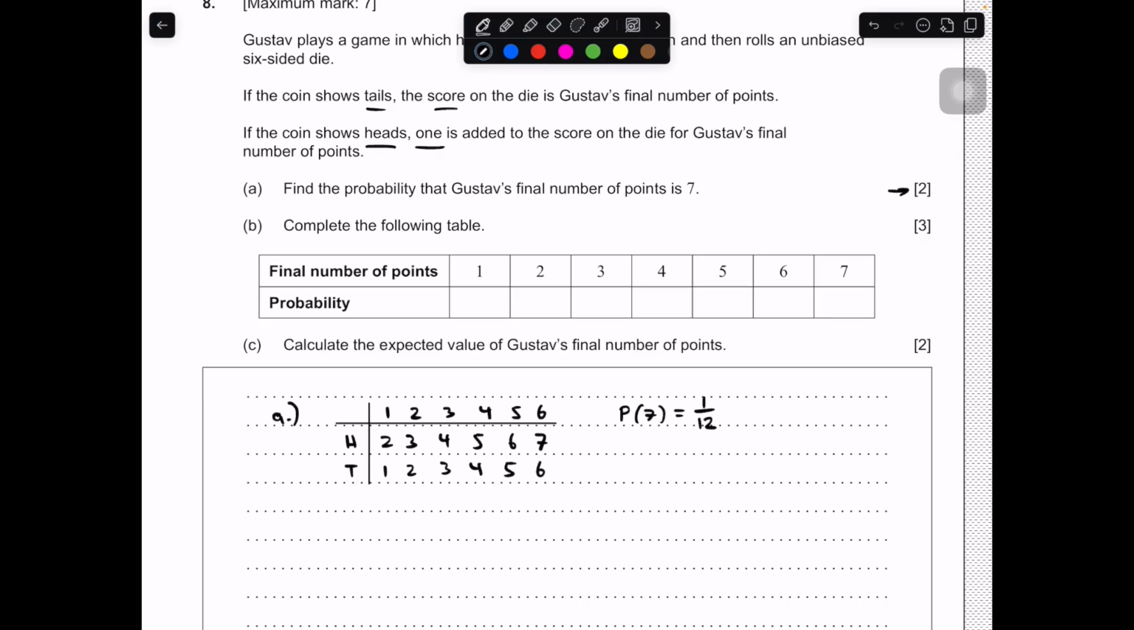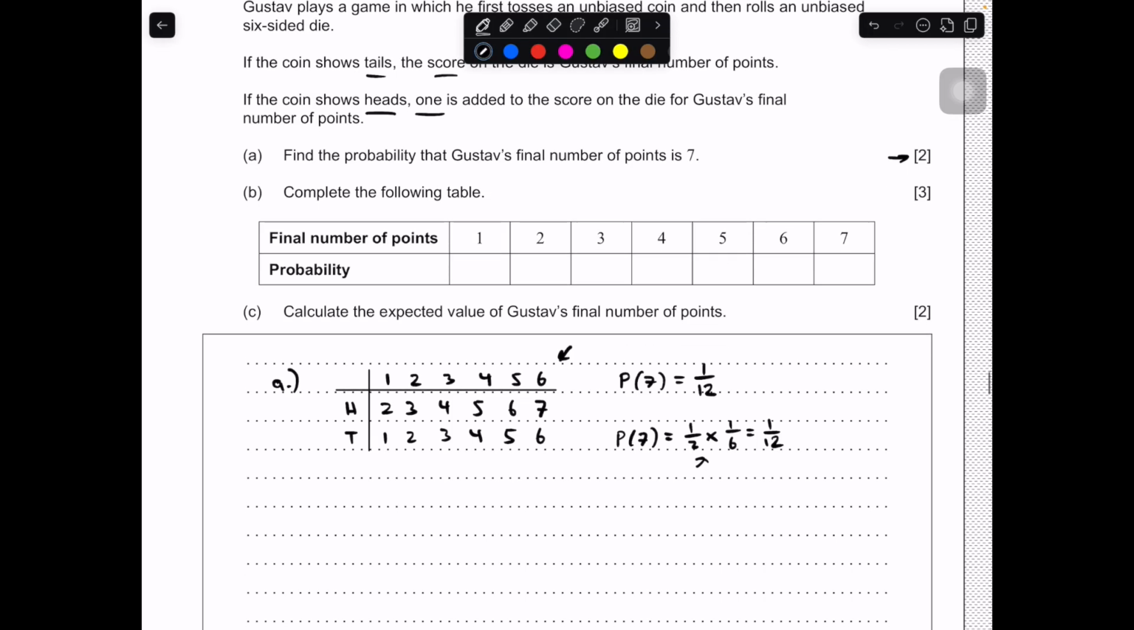For a 2-mark question, we would want to show either a sample space or potentially another method. The only way to get a 7 is a heads, so the probability of a 7 is the probability of heads times the probability of getting a 6, so 1 over 6, and that would be another way to do it. So one of these methods: either a sample space or showing multiplication of independent events.